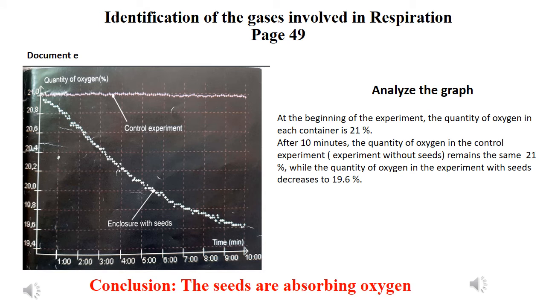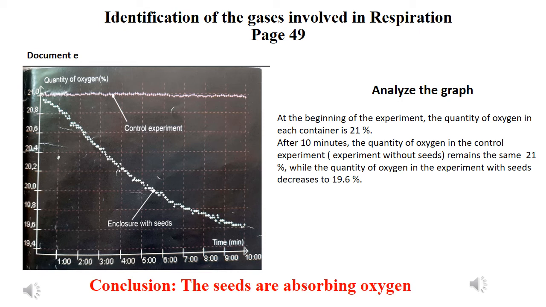If germinating seeds are releasing carbon dioxide, do they absorb oxygen? To determine whether they absorb oxygen or not, we placed an oximeter, a digital oximeter, and the results are represented in this document, document E. When you want to analyze the graph, start writing your analysis at time 0 minute. It is important to mention the quantity of oxygen at the beginning of the experiment and comparing it at the end of the experiment. What happens to the quantity of oxygen in both experiments? Use increase, decrease, or remain the same?